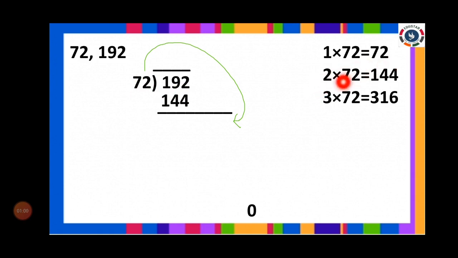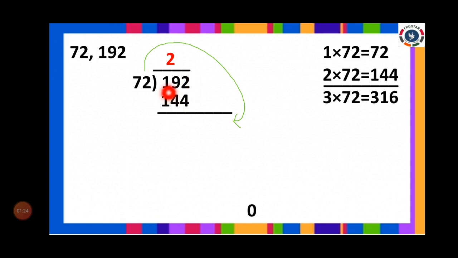1 72 is 72. 2 72s are 144. 3 72s are 216. It is more than the dividend, so you have to take a value less than the dividend. Which number is less than the dividend? So here 2 times. That 2 we write at the top, and write 144 at the bottom.